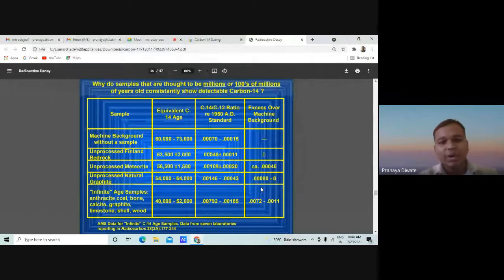So what you can do is, you can have a machine background without a sample, a blank sample in your machine. If that gives some reading, it means that you have some impurities in your sample.